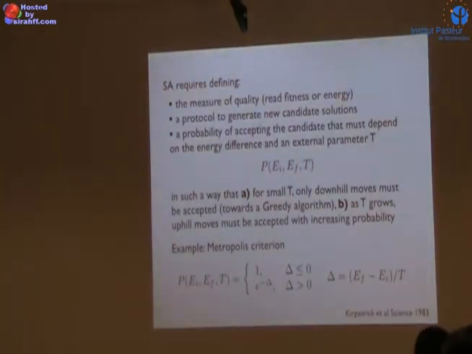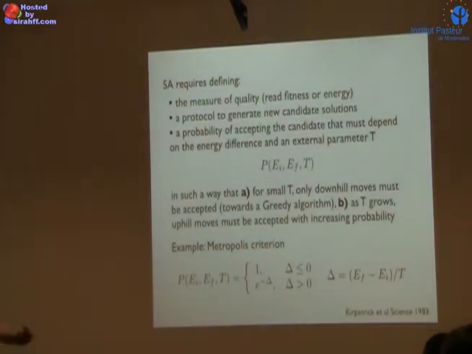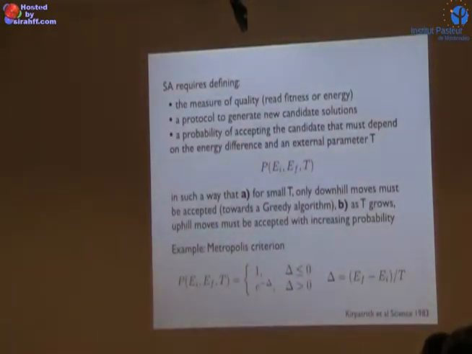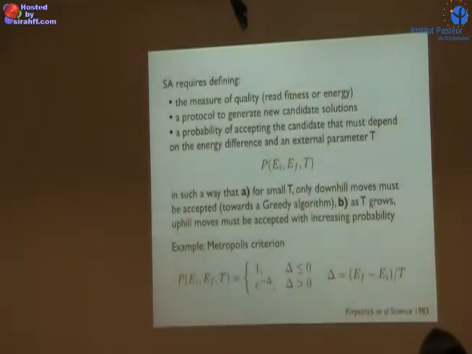The limit is for T so small, just downhill moves are accepted. And there are optimization protocols like this greedy algorithm that are based just on downhill moves toward the best. And on the other side, as the temperature grows, you want to be able to accept moves that bring you to unfavored configurations with higher and higher probability.